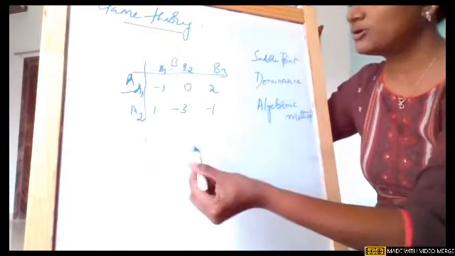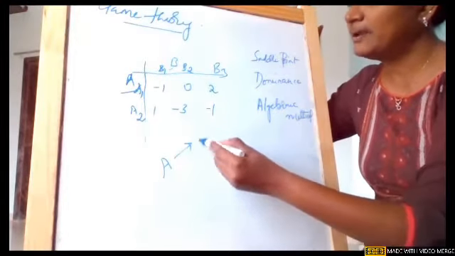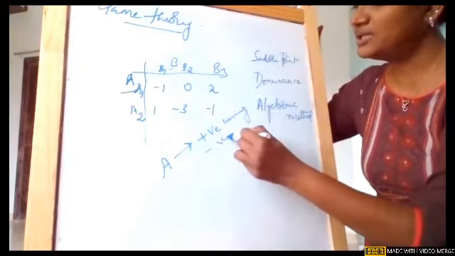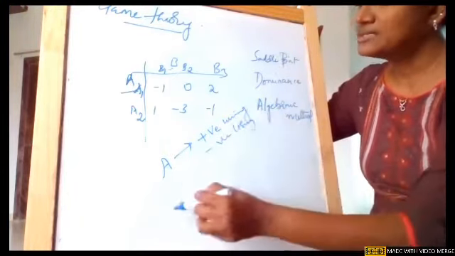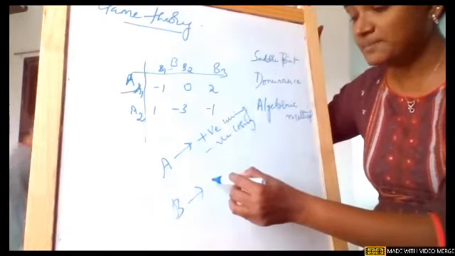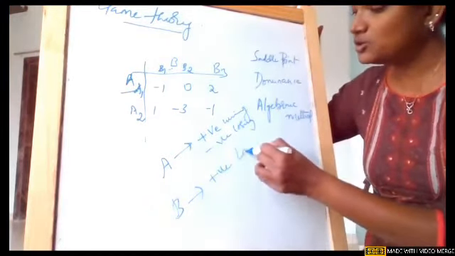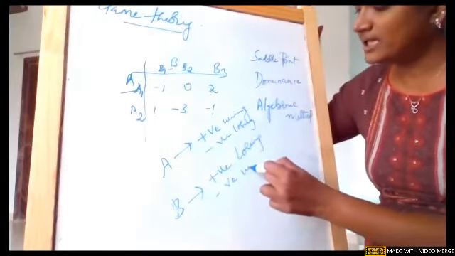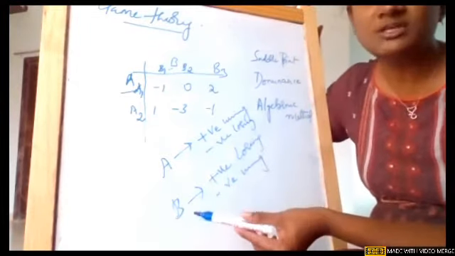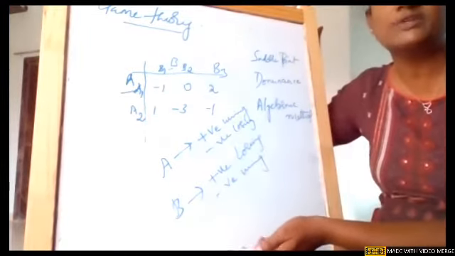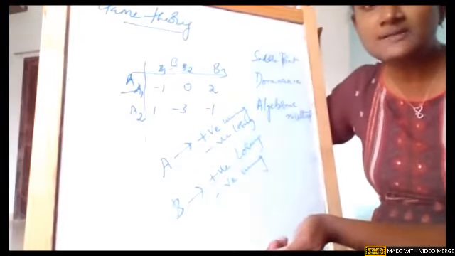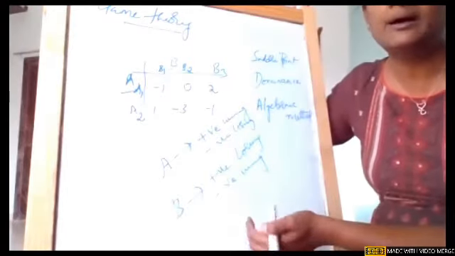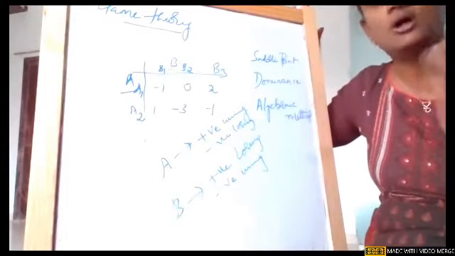B lost the game. So remember, girls, for A, positive means winning the game and negative means losing the game. Similarly, from player B's perspective, positive means losing the game, the opposite of it, and negative means winning the game. So this is one particular logic we need to apply in our game theory. Did you understand this particular concept? From player A's perspective and player B's perspective, is it clear to you all? Any doubt?